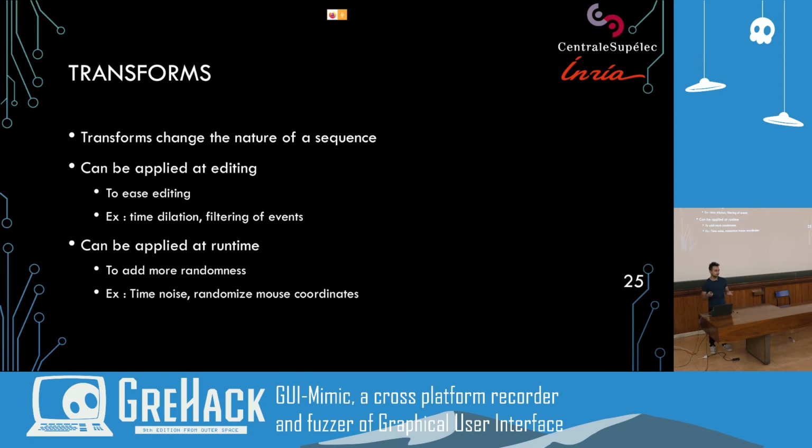For example, the time noise. It's very useful in the case of keyboard input. When you develop a keyboard input event into a sequence of keyboard presses and releases, all the events will have the same duration, which is not very human-like. So instead, you can schedule a time noise transform, which will add some noise on the timestamps to make them a bit random. And since this is applied at runtime, every time you play the sequence, you will have a different outcome. You can also randomize slightly the mouse moves to make sure you don't click exactly at the same place.